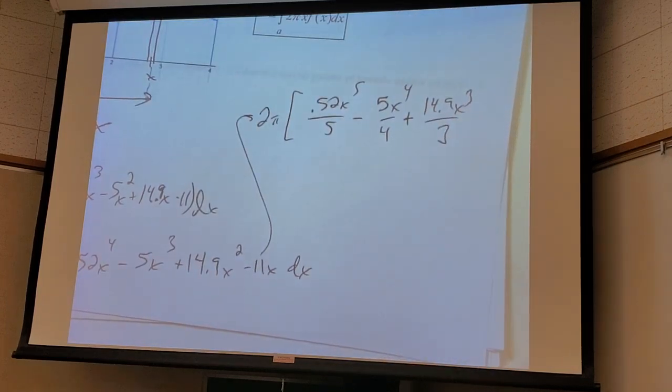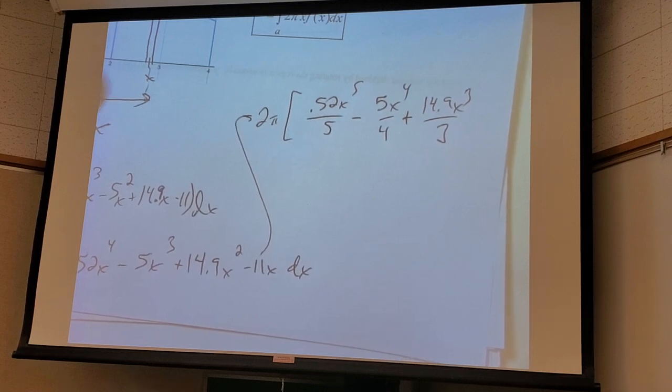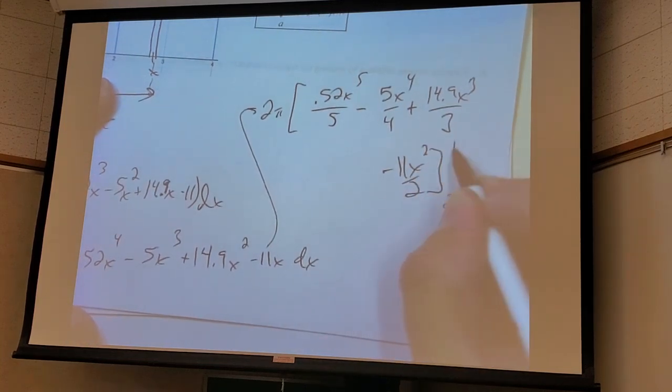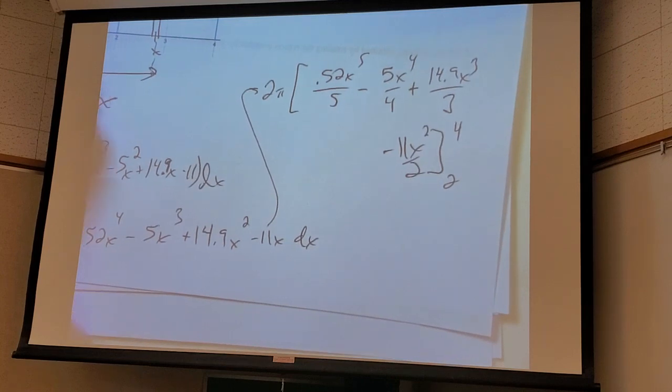Is that cool? The constants aren't giving me any trouble. Of course they're not. They just come along for the ride. Minus 11x squared over 2, evaluated from 2 to 4, and here's where I don't care really. Now you just plug 4 and you plug 2 on your calculator. Especially on a problem like this, I'm not going to make you do this crazy thing by hand. Just throw it in a calculator.